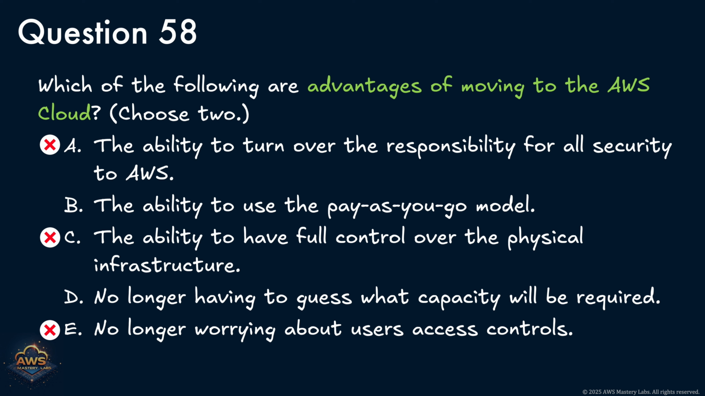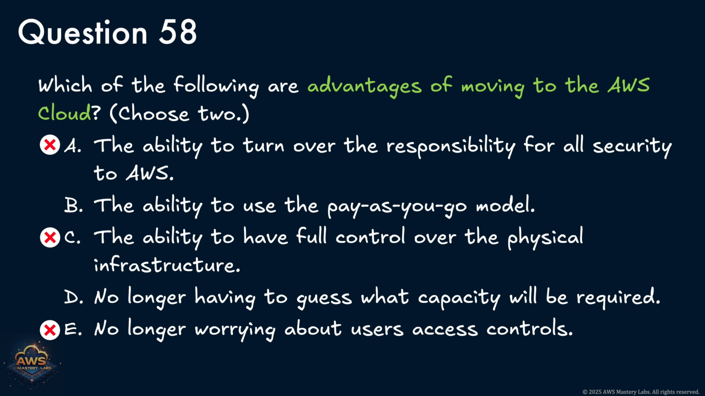Option E, no longer worrying about users' access controls. Access control is a fundamental part of cloud security, and under the shared responsibility model, it remains entirely your responsibility. You must manage IAM users, roles, and permissions. AWS provides the tools, but you must implement them. Incorrect, because AWS provides IAM tools, but customers are responsible for managing access control policies.